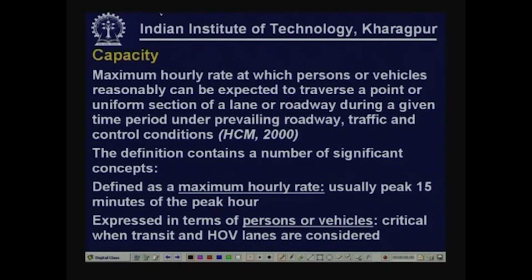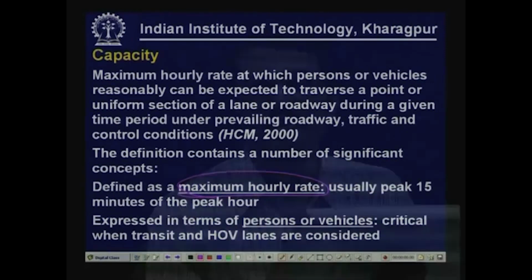Carefully observe that capacity is defined as maximum hourly rate. It is maximum hourly rate, not the volume. The difference in traffic volume and rate is already known to you. So, it is the maximum hourly rate. Usually peak 15 minutes is taken and expressed as equivalent maximum hourly rate. So, capacity refers to maximum hourly rate.